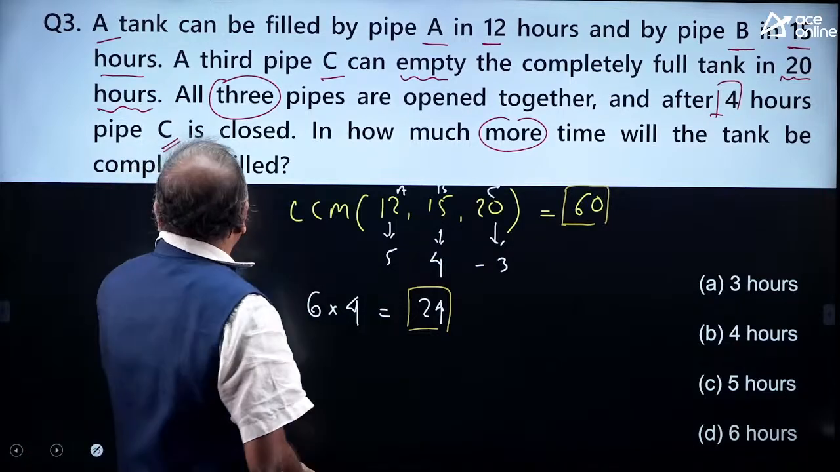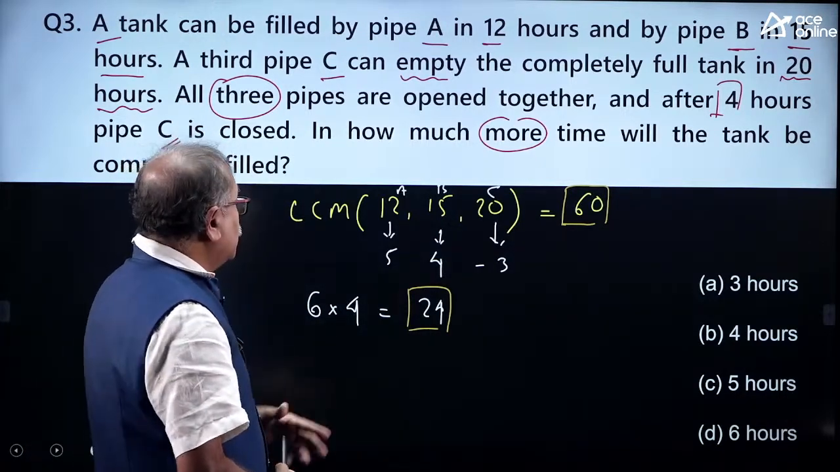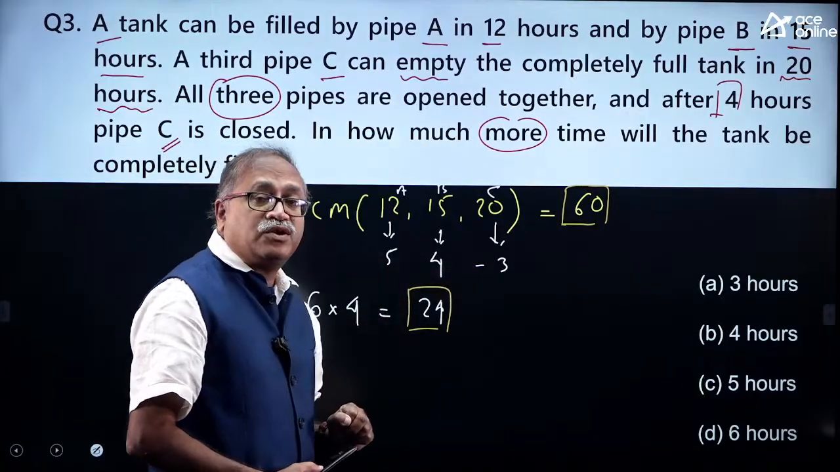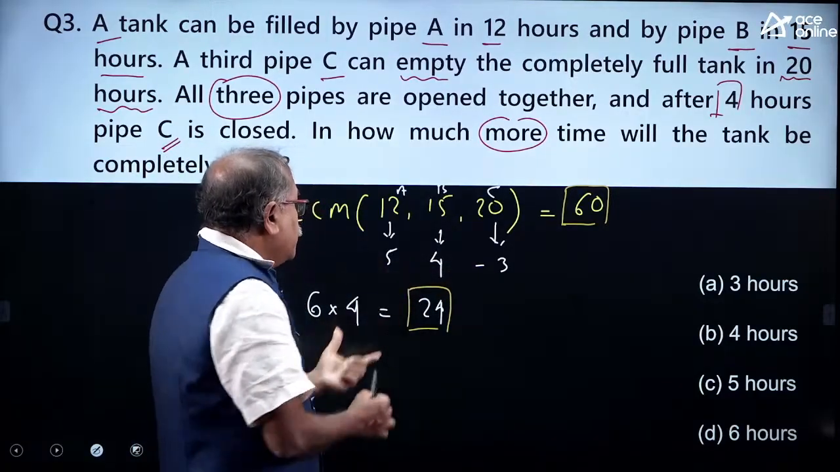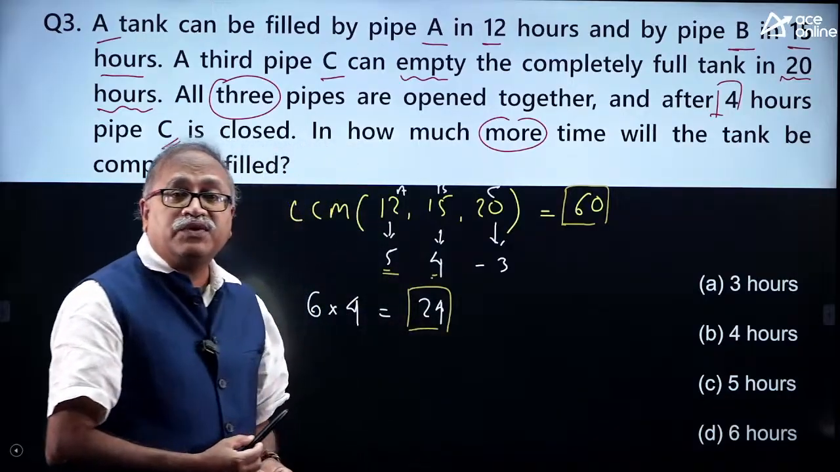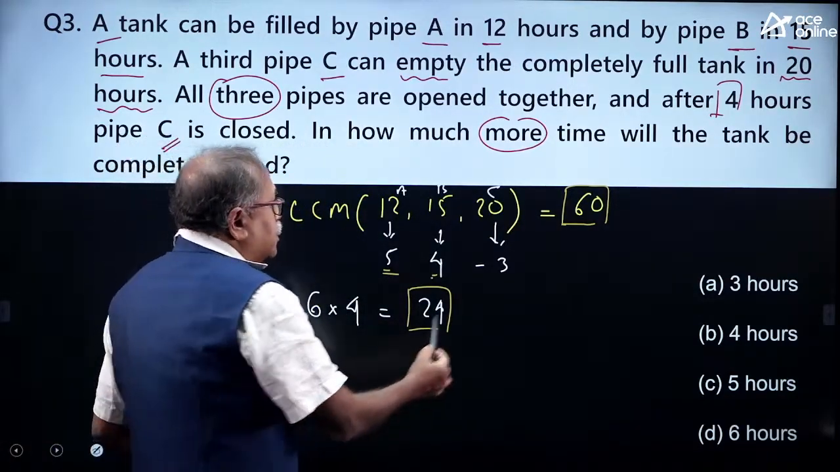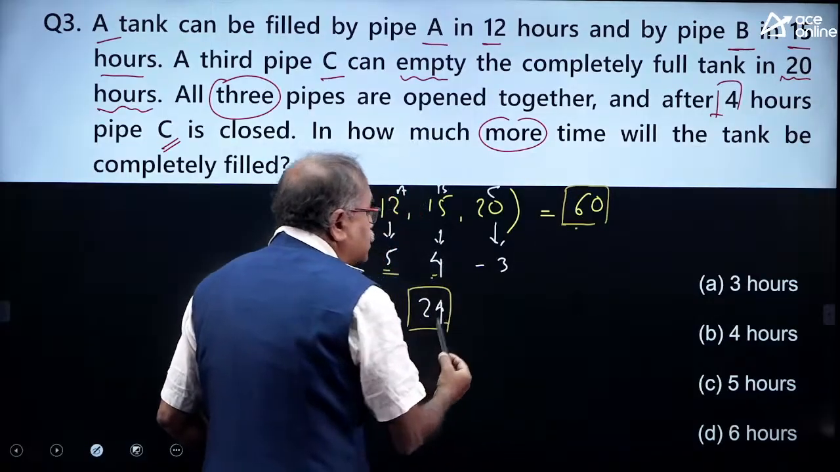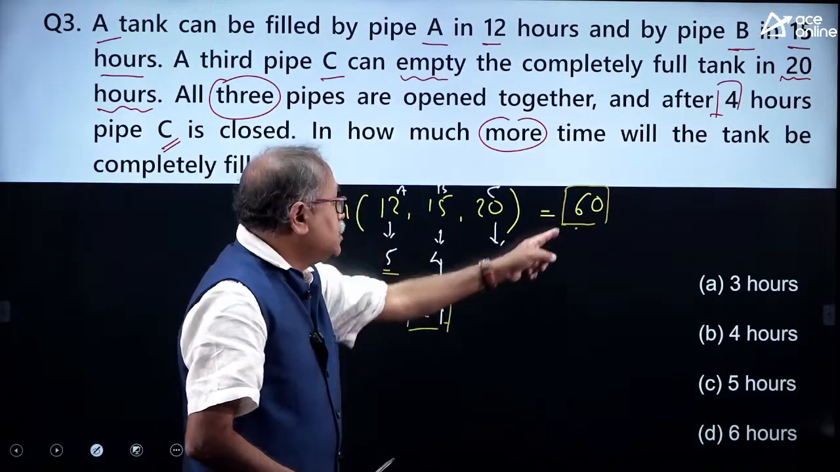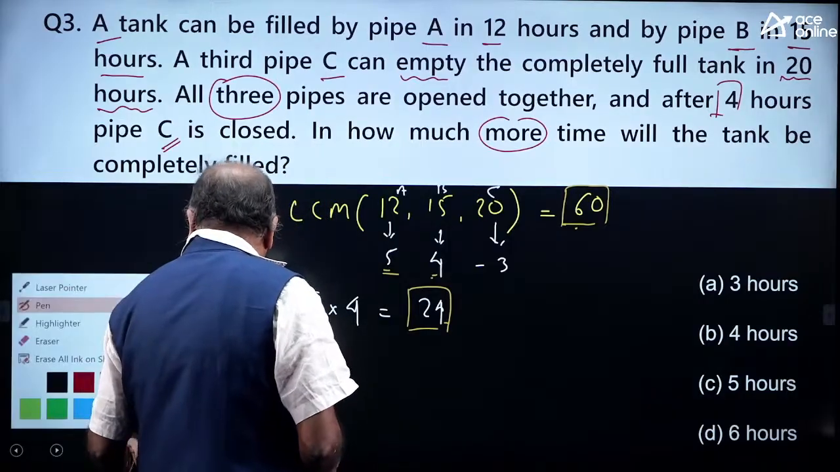Now C is closed, so that leakage will not be there. Therefore 5 plus 4, 9 units will be filled per hour. How many units are left? That is 60 minus 24. So I can clearly see that it is 36 units. Let's write this down.